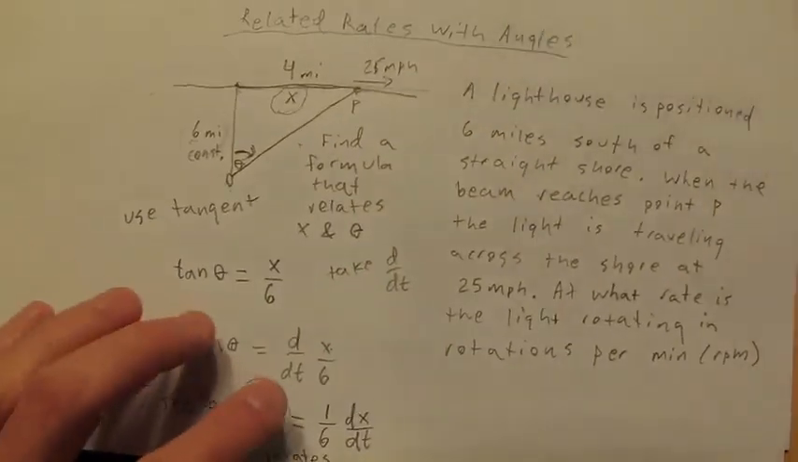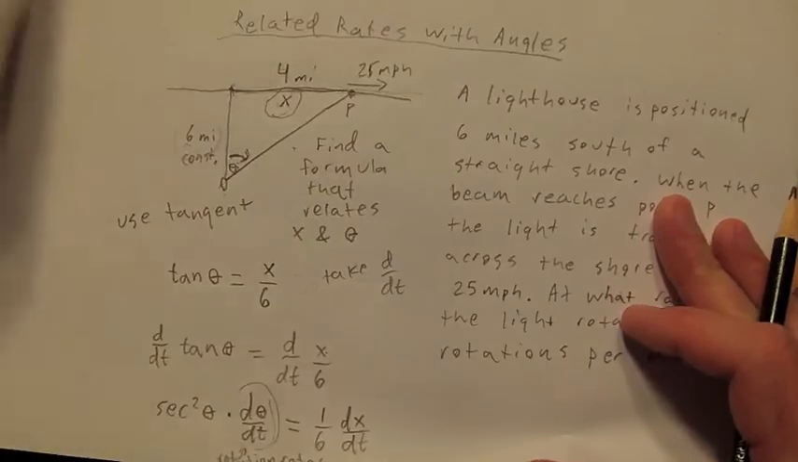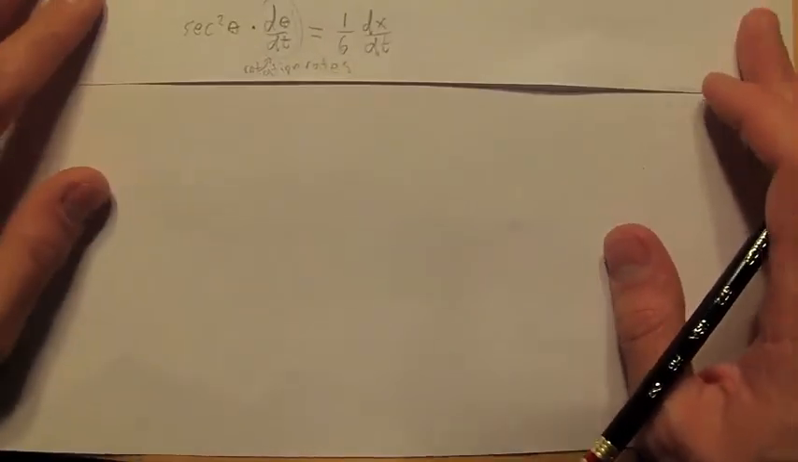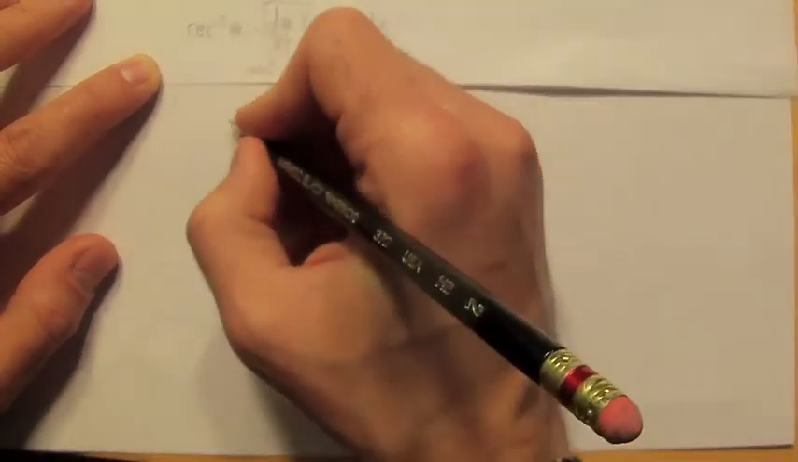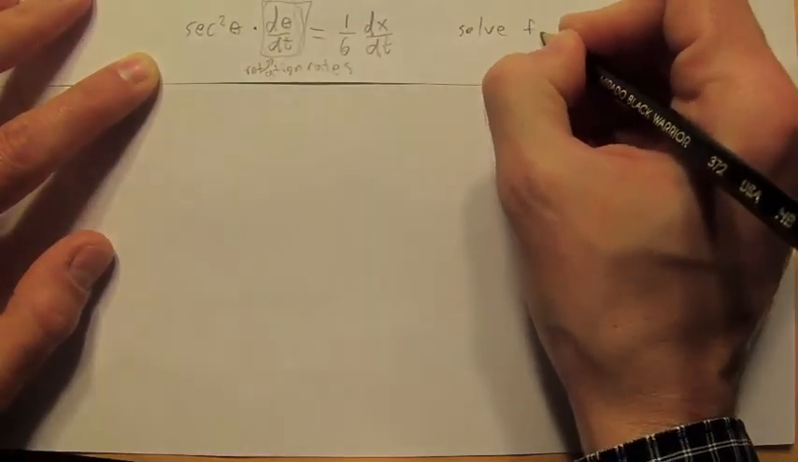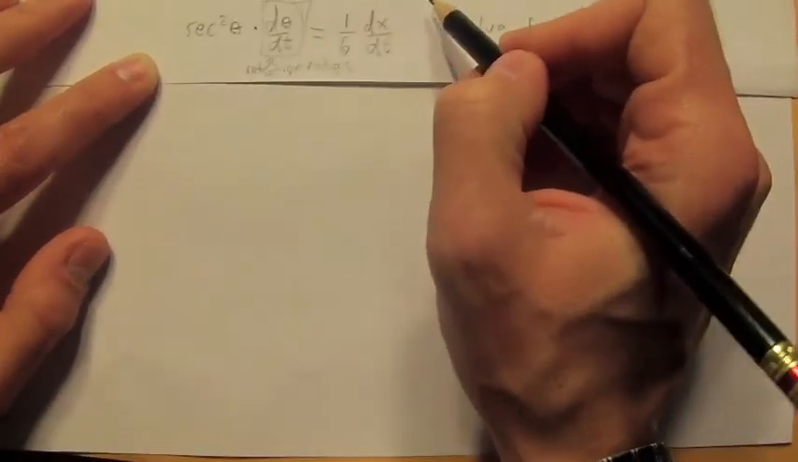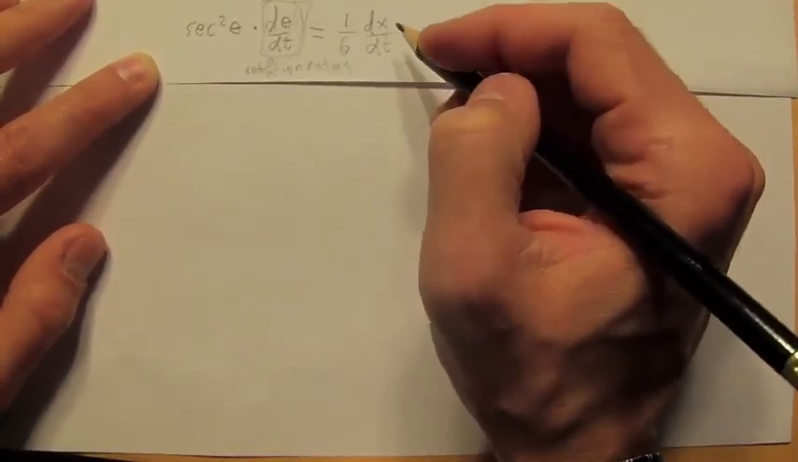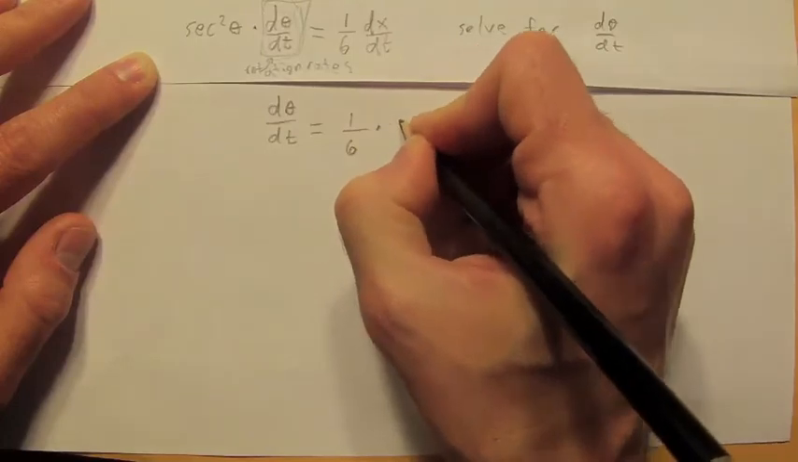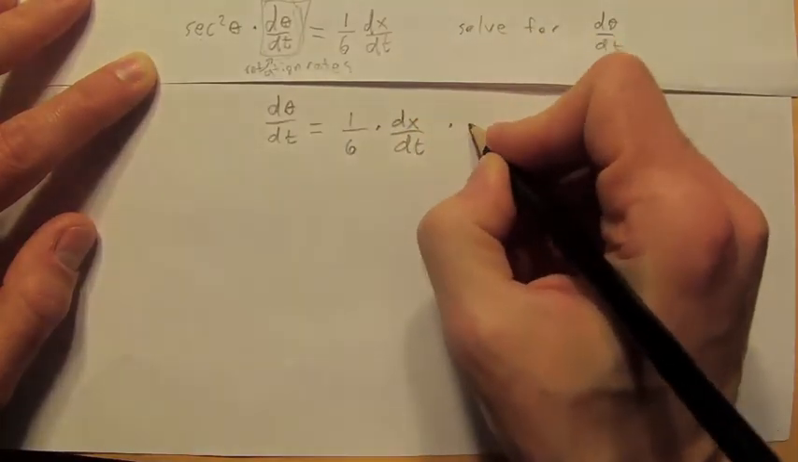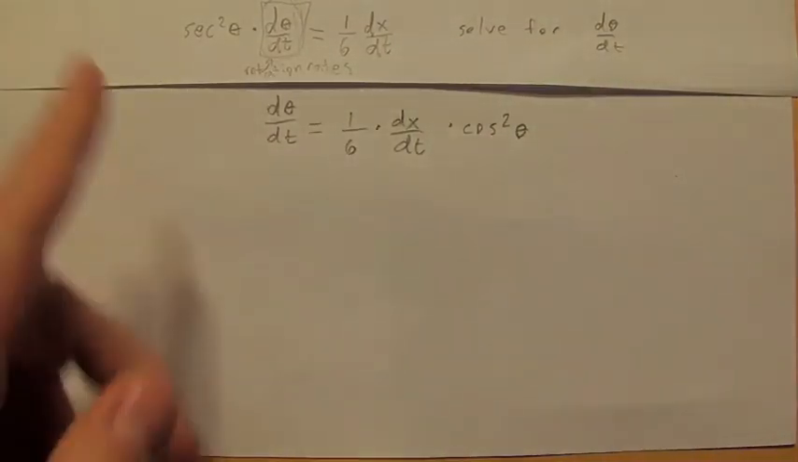Right, and we know dx/dt is 25 miles per hour, so it's just a matter of moving this over, because this is the rate that we're looking for. So now we're going to solve for dθ/dt. When I move secant over, 1 over secant is going to be cosine. So I'm just going to get that dθ/dt is 1/6 times dx/dt times cosine squared θ.